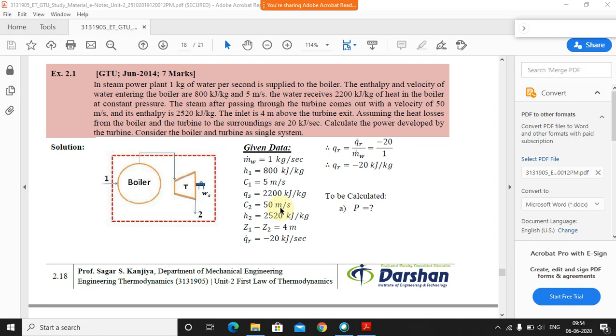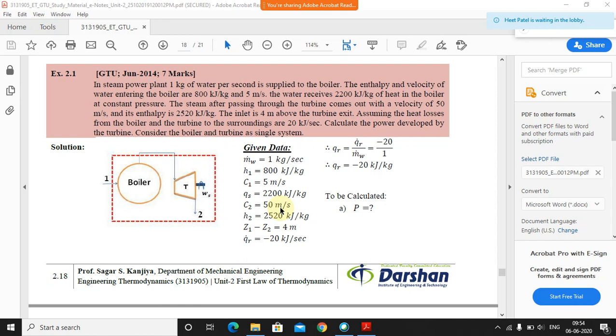Okay, so basically what is given in the problem, the steam power plant has been given. In a steam power plant, the boiler is there. With the help of any fuel, either fossil fuels or coal and all that, we used to heat up the water. That will be converted into the steam, and that steam is used to drive the turbine.